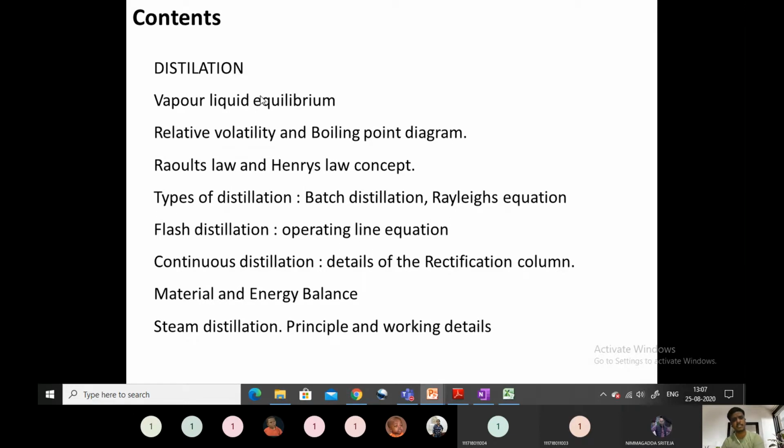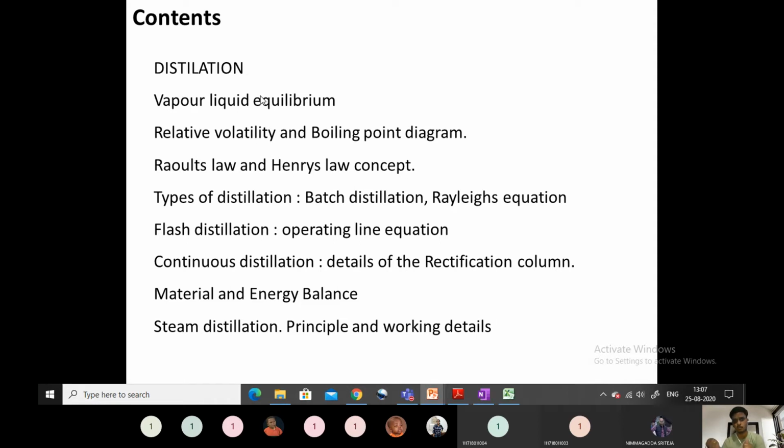The component which is less volatile is called a solvent. So in the distillation, these two components, solute and solvent, both will have some volatility, some vaporizing characteristics, some system changing property. So we have to relate both.